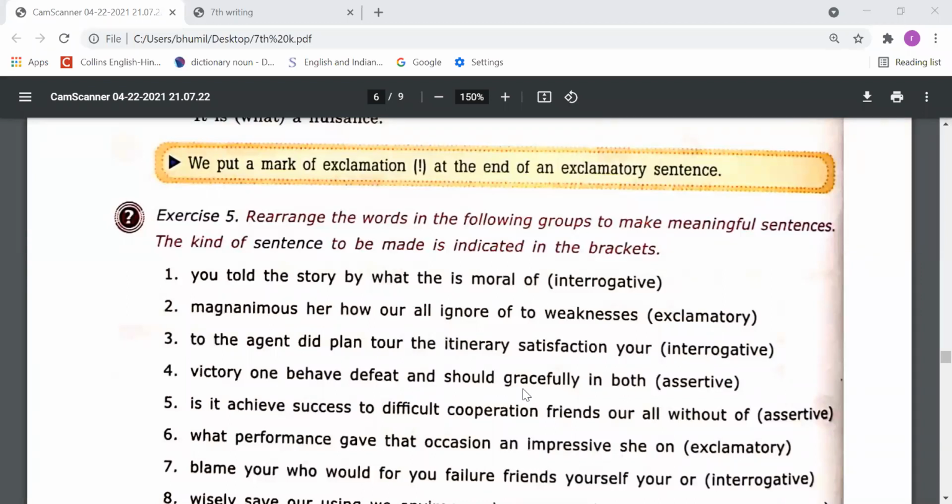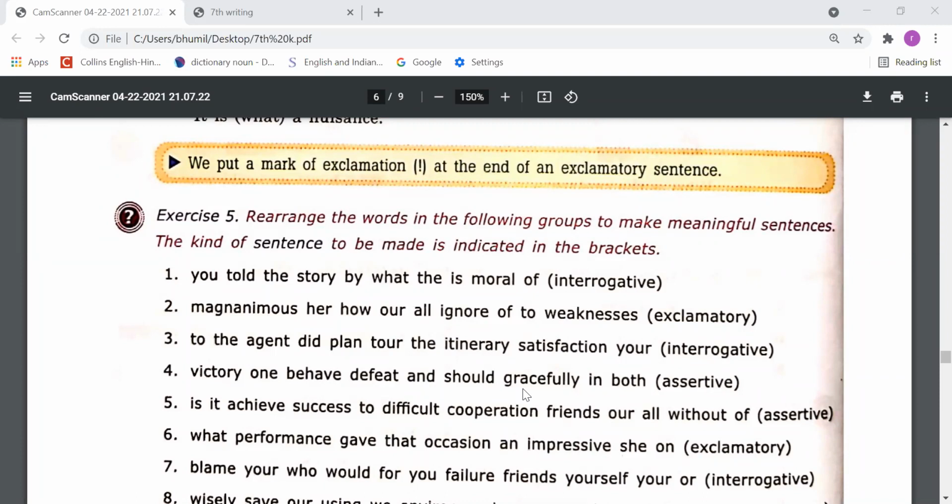Next, magnanimous, her how are all ignore of to weakness. So we need to make an exclamatory sentence here. So we can say, how magnanimous of her to ignore all our weaknesses.